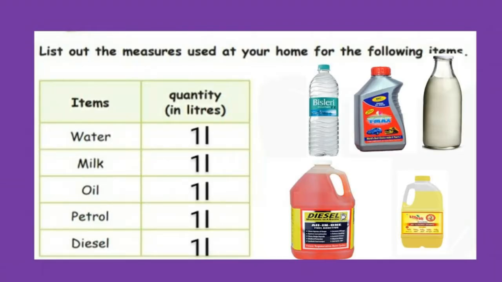List out the measures used at your home for the following items. Here the items and the quantity in liters have been given. We have to estimate the measurements of these containers. Water 1 liter, milk 1 liter, oil 1 liter, petrol 1 liter, diesel 1 liter.